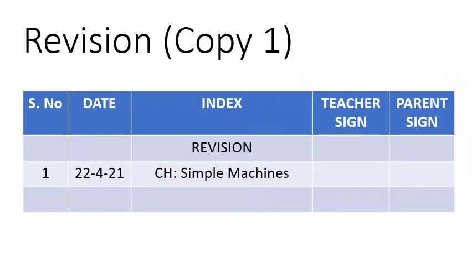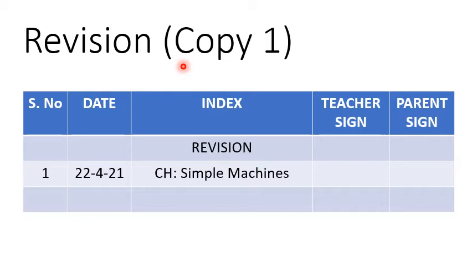Now guys, as you know that this is a revision class, you need to do this RT1 revision 1 in your copy 1. If your copy 1 does not have enough pages to write it, or your copy is filled completely, you can utilize your copy 2 as well. What you need to do first is make the index.